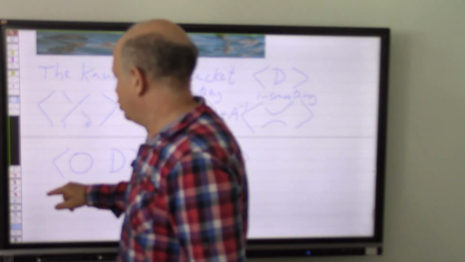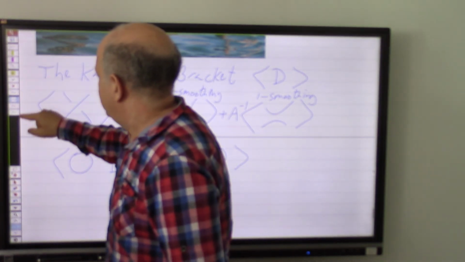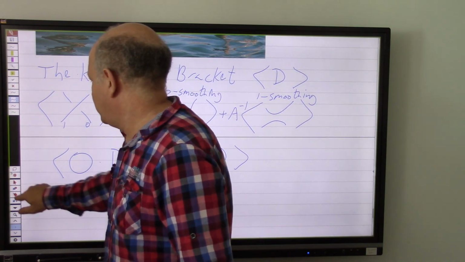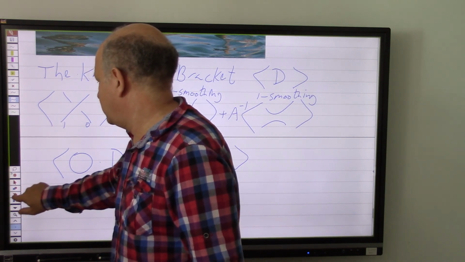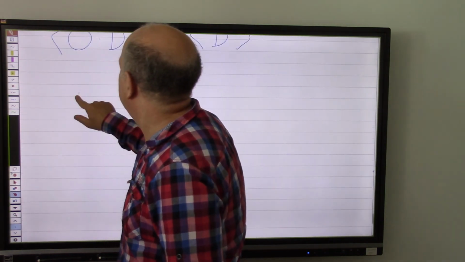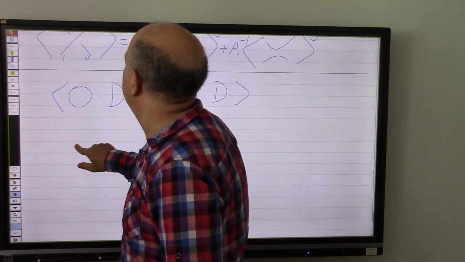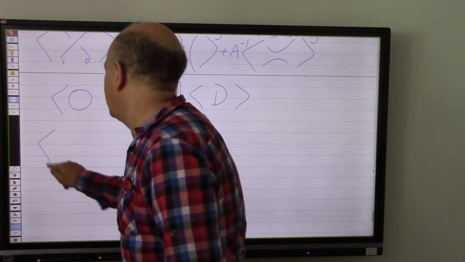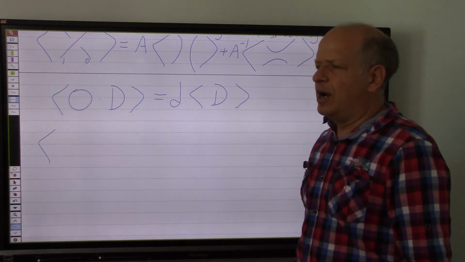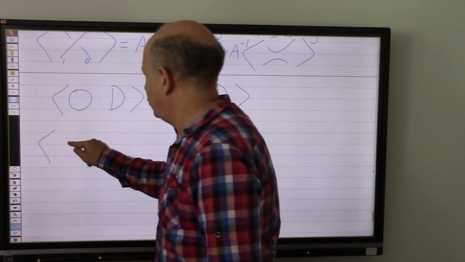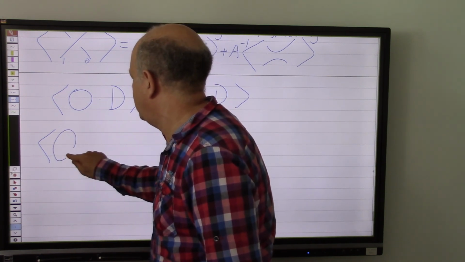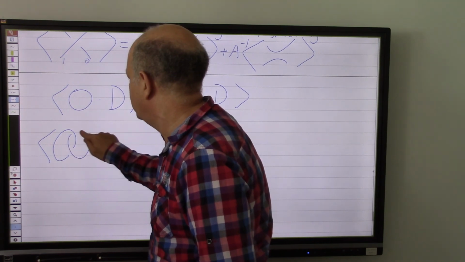So maybe we should do a quick example. Let's compute, bad technology day, so let's compute the Kauffman bracket of the so-called Hopf link. So the Hopf link is the picture that looks as follows.